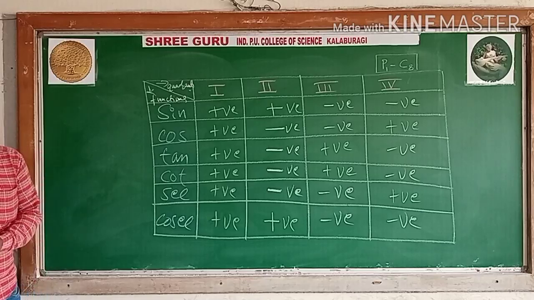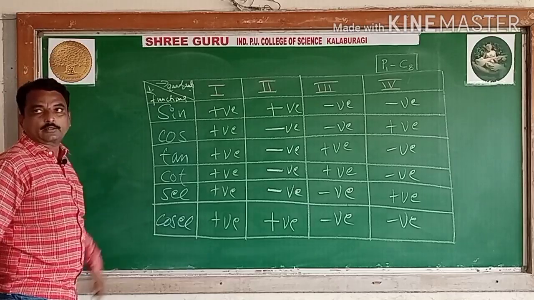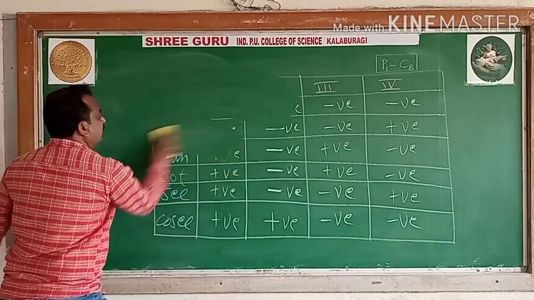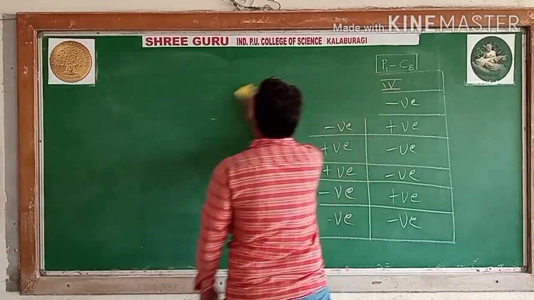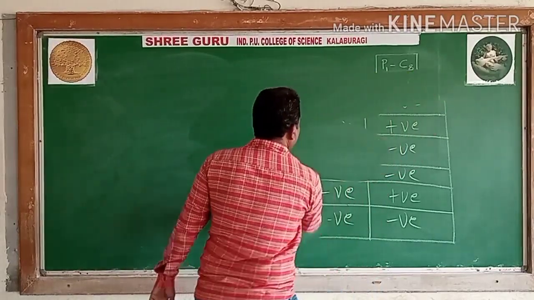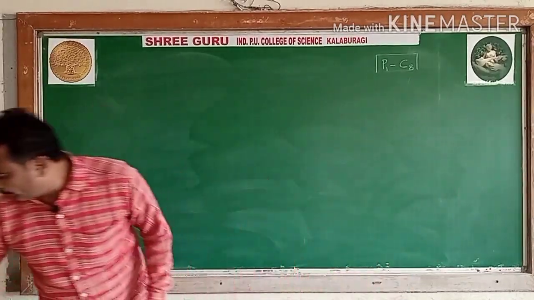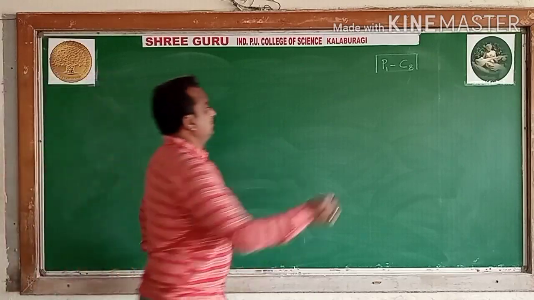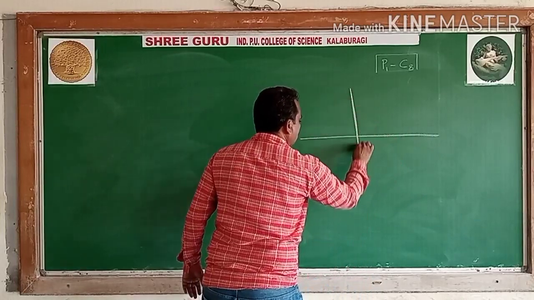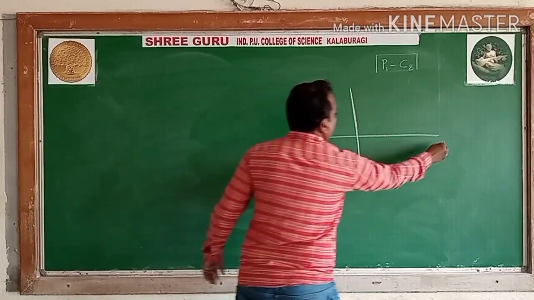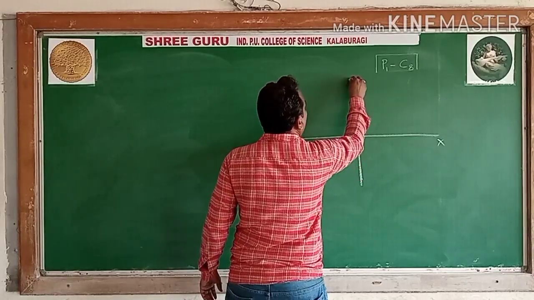Quadrants and functions. This is about the sign of the trigonometric functions. You should remember this chart. With respect to their standard positions, let us see the standard position of all the six functions with respect to their 4 different quadrants. You know, this is a Cartesian plane divided into 4 equal parts. Each part is known as a quadrant.